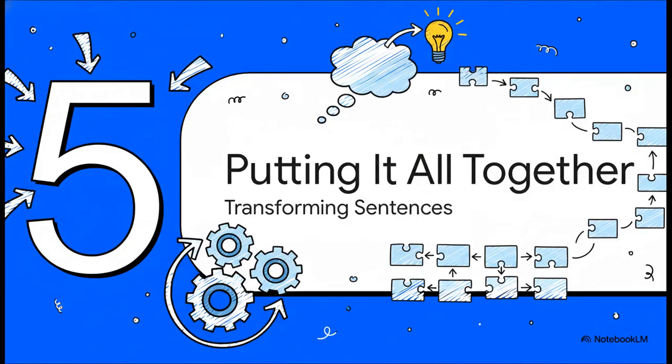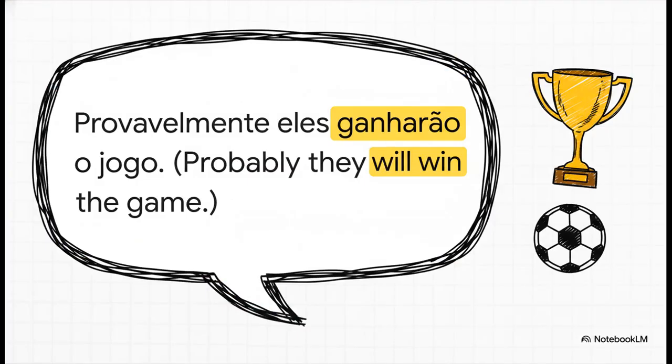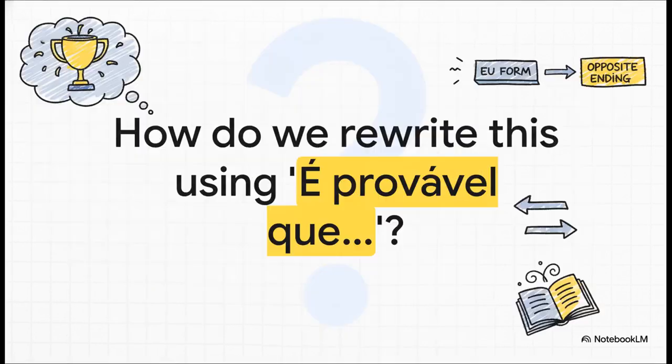All right. Now it's your turn. We've got the formula and we know the triggers, so let's put it all together and actually transform some sentences. This is where this all stops being just information and starts becoming a real skill you can use. Okay, here's our starting point. Probably, they will win the game. It's a pretty straightforward sentence, just talking about what's likely to happen using the future tense. So here's the challenge. How would you rewrite that sentence using our new subjunctive trigger, é provável que?